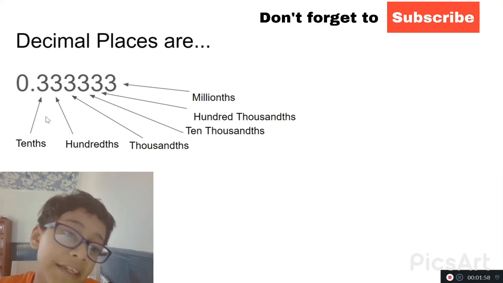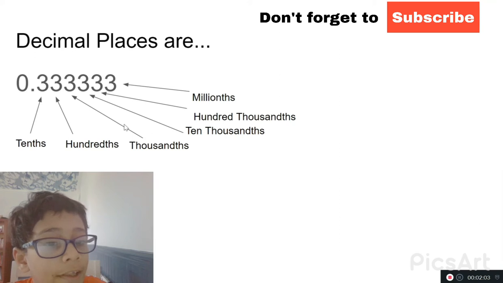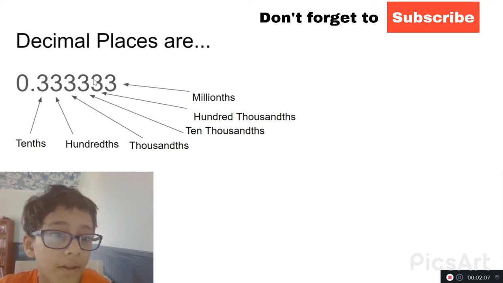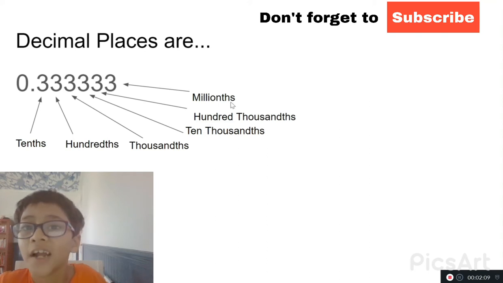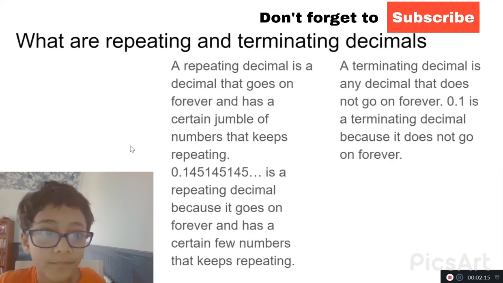The most common decimal places are the tenths, the hundredths, the thousandths, the ten-thousandths, the hundred-thousandths, the millionths, and then there's the ten-millionths, hundred-millionths, billionths, so on and so on. These are the ones that are the most common.